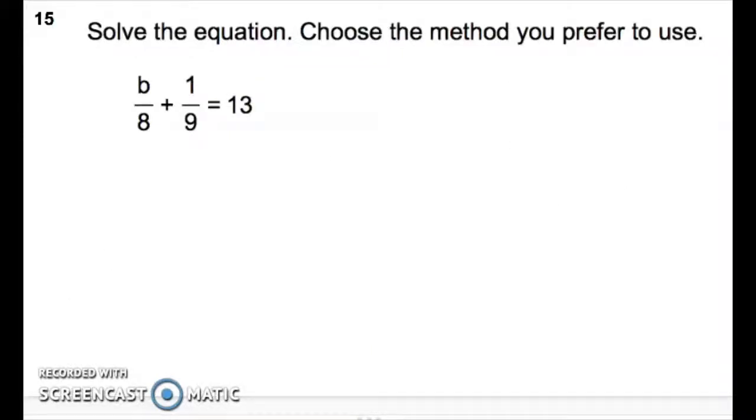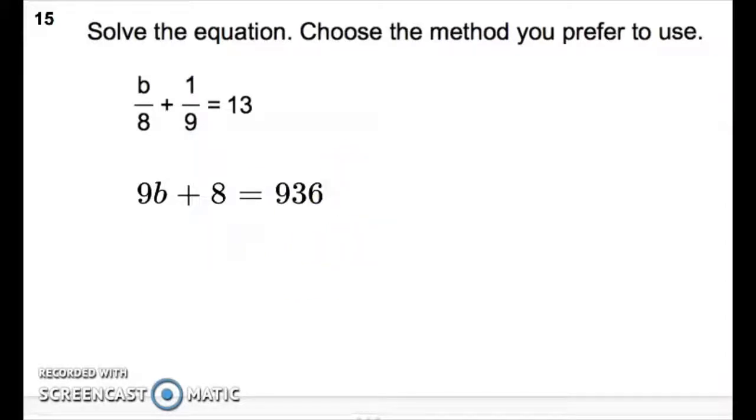So for number 15, we are solving the equation. We need to find common denominators here first. So to do that, we just multiply 8 times 9 and we get 72. So now we multiply each fraction or term by 72. So here we have 1 over 8 times 72. That would be the same as 72 divided by 8, which is 9. So 9b for the first term. For the second term, it will be 72 over 9, so that would be 8. So 9b plus 8. And then 72 times 13 is 936.